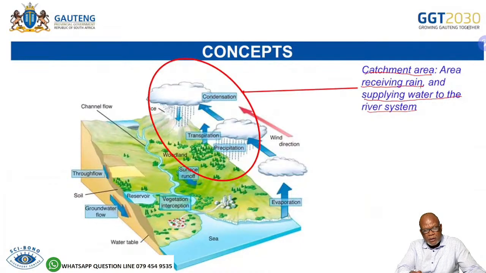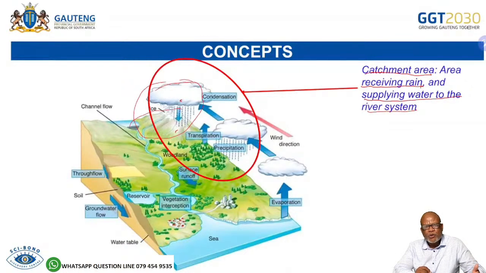So when it rains here, water is going to flow on the surface, and then it flows into the streams. And as it flows into the stream, this part of the drainage basin is what we call the catchment area. So you find the source of the river in a point that we call a catchment area. The source will be where the river gets its water from.